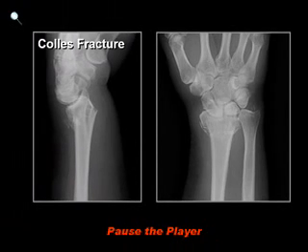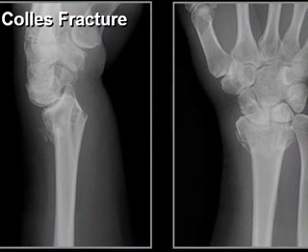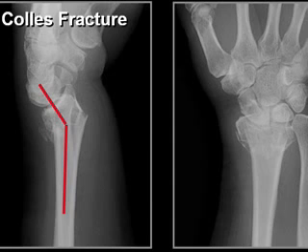This is a Colles fracture. There is a fracture of the distal radius with dorsal angulation, classical for the description of a Colles fracture.